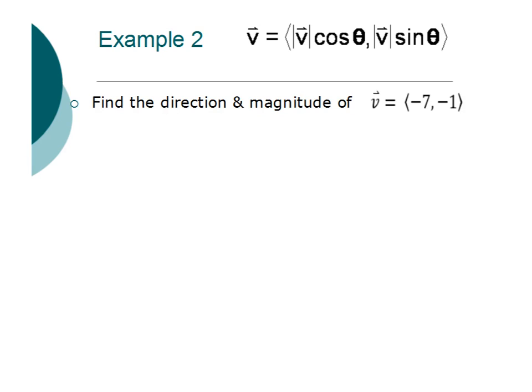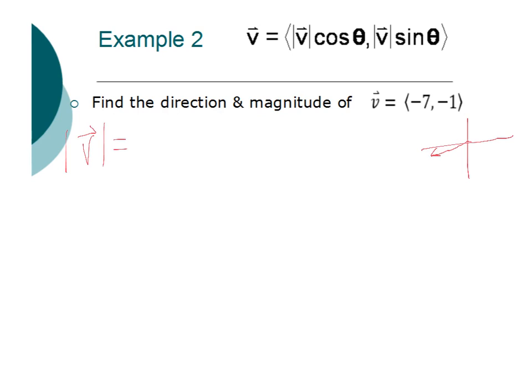Let's try another one of these problems. Same problem, but notice that it's going to end up being a third quadrant problem. Let's try this out. I always like to start with a little sketch so I understand what's going on visually. The component form is -7, -1, so it's going to look something like this. And I want to find the actual direction as an angle measurement, and I want to find the magnitude. Well, the magnitude is easy, plus I need it to find the direction. Let's go find the magnitude first.